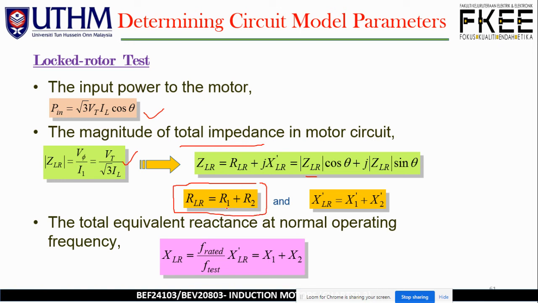So the locked rotor resistance consists of R1 plus R2, and also X prime LR, which is X1 plus X2 prime. So the total equivalent reactance at normal operating frequency, XLR, is F rated over F test times X prime LR, equal to X1 plus X2. This is essentially for the delta connection. Sorry, I forgot to mention that. This test will be much more interesting when you further your study at master level, I believe. Some of the analysis will be further discussed at master or postgraduate study.